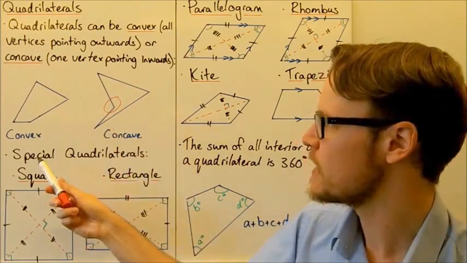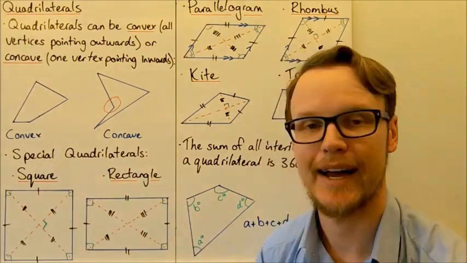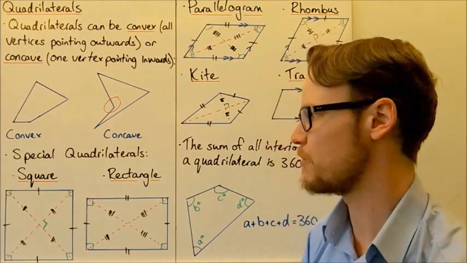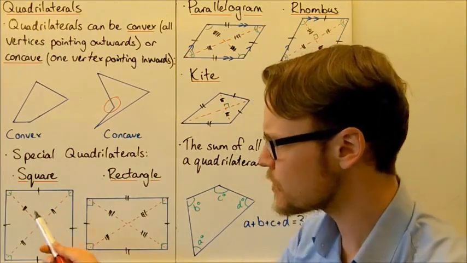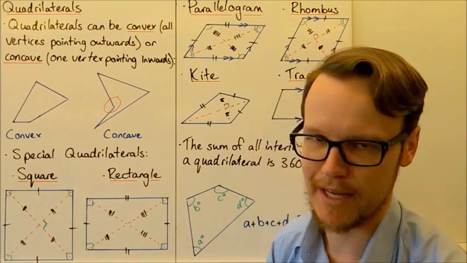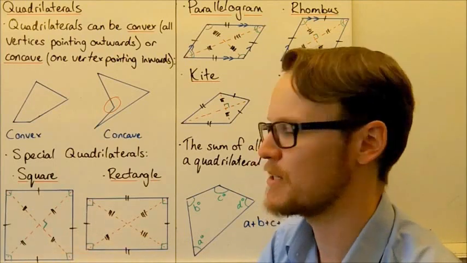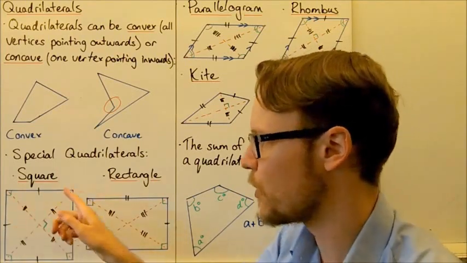We can have a look at some properties of special quadrilaterals now and have a look at the angles and side lengths and the relationships between them. So firstly, having a look at a square. Our square has all sides the same length. Also, all of the angles inside a square must be 90 degrees, so they're all at right angles to each other.